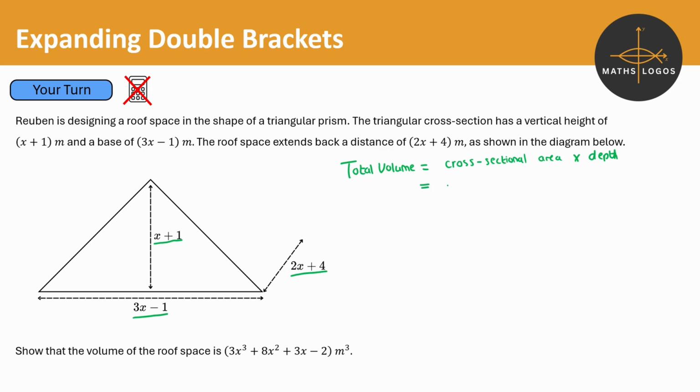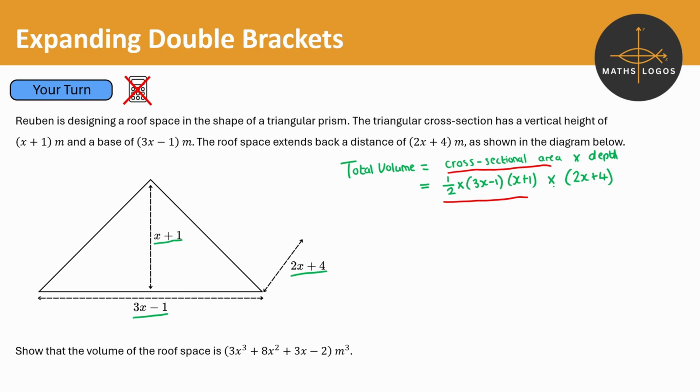The formula for the area of a triangle is a half multiplied by the base, which is the 3x subtract 1, that in a bracket, multiplied by the height, or the perpendicular height, I should say, which is x add 1. So the cross-sectional area is equivalent to this expression here. We then need to multiply this by the depth, which is 2x add 4. That needs to be in a bracket as well.